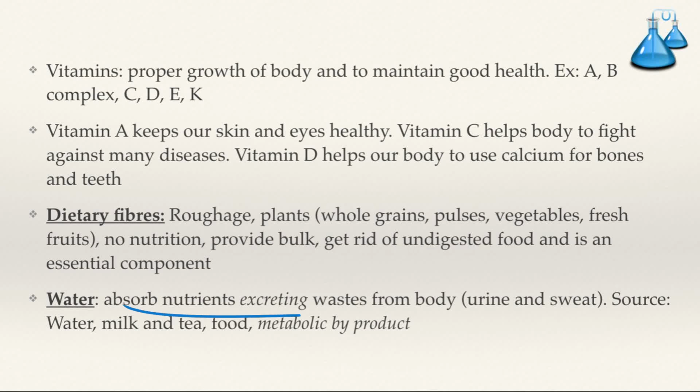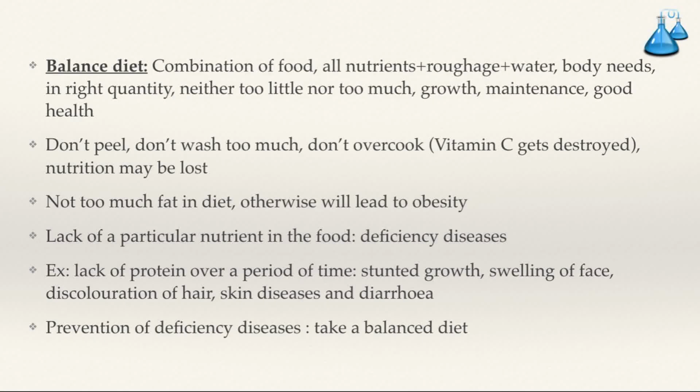Water is basically for absorbing nutrients and excreting waste from the body like urine and sweat. Source of water is obviously water, milk, tea, any liquid based diet, juice, whatever. Food also has a lot of water because vegetables are made of it. And metabolic byproduct: because of various reactions in the body, water comes out. Now balanced diet, everybody knows, is a combination of food, all nutrients, roughages, water; the body needs it in the right quantity, neither too little nor too much, for growth, maintenance and good health.